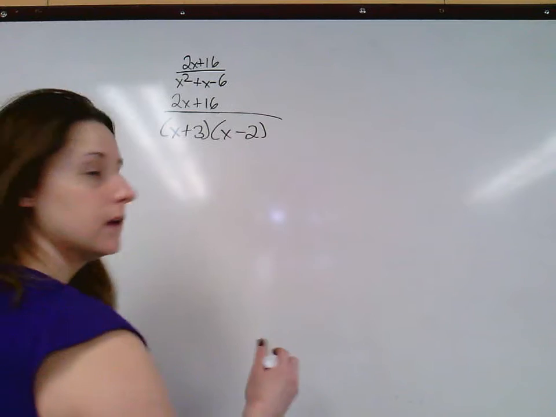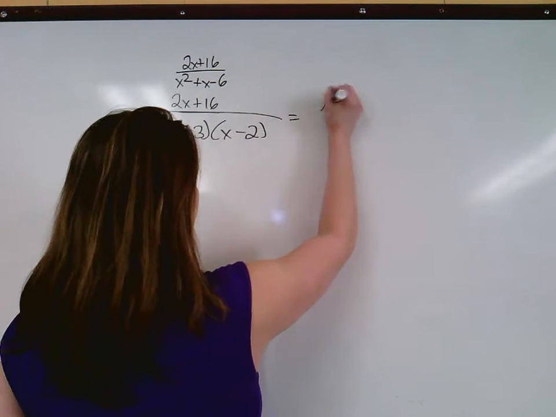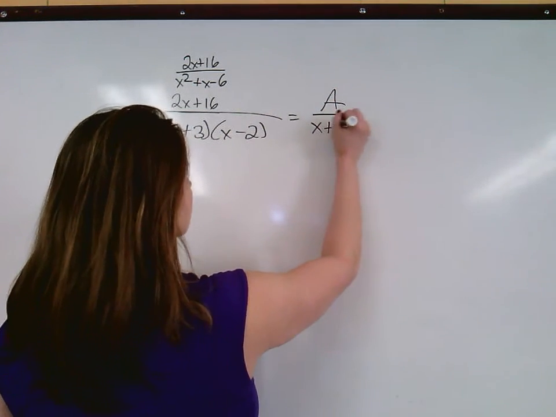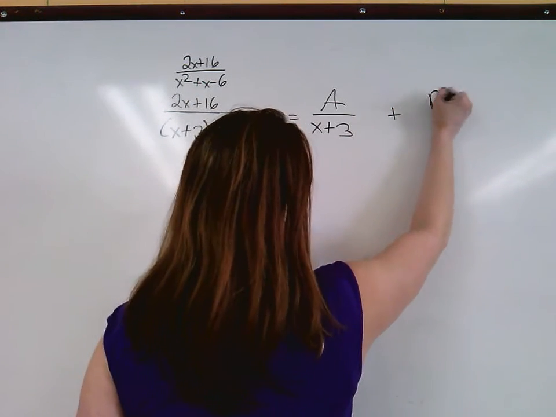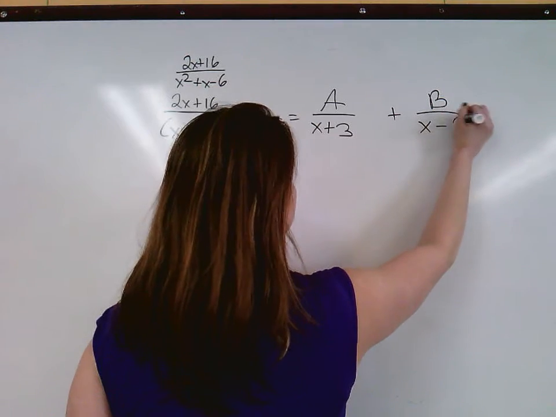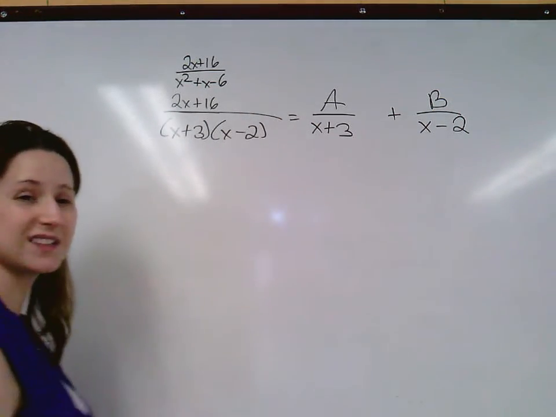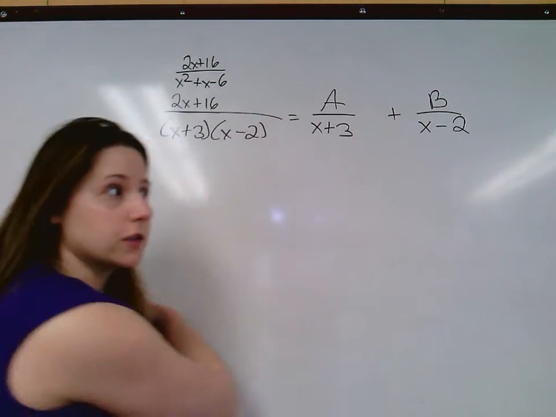So now that can be A over x plus 3. It does not matter which one you put for what. You'll get the same thing. Plus B over x minus 2. Okay? If you don't get the same thing, I'll be able to figure it out. But you should get the numbers at the end.